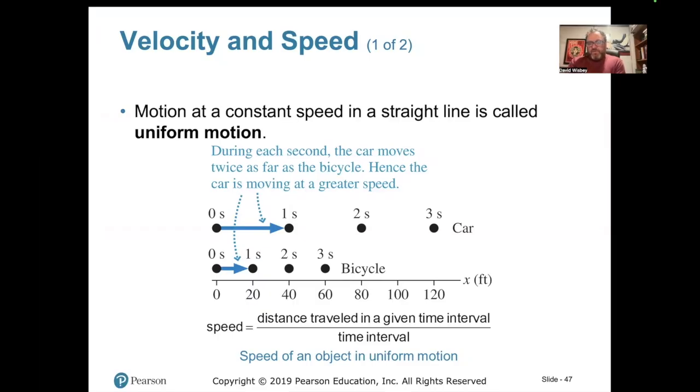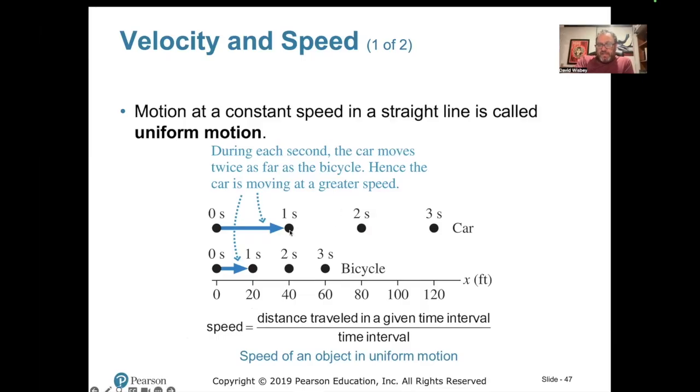Okay, we're going to talk about velocity now. So down here at the bottom, we have speed equals distance traveled in a given time interval. So we take our distance and divide it by the time. That's like miles per hour. That's your speed. And here in the slideshow, we got a car and a bicycle, and we see their positions as a function of time.